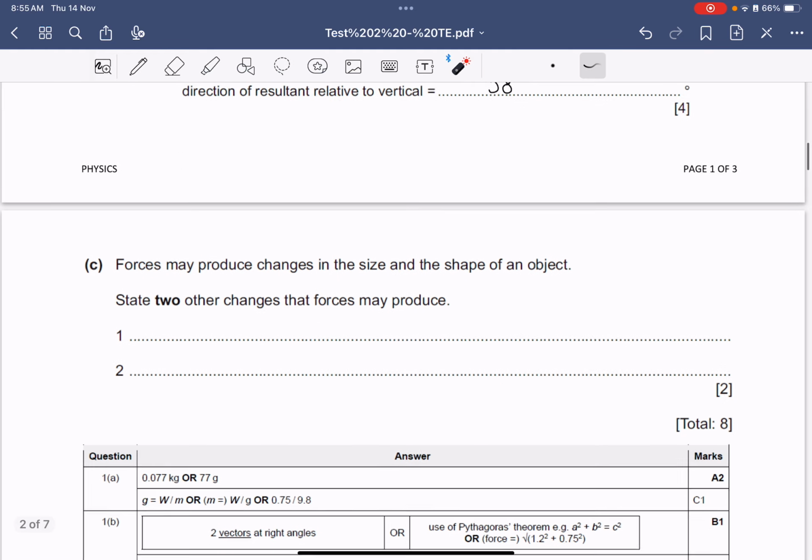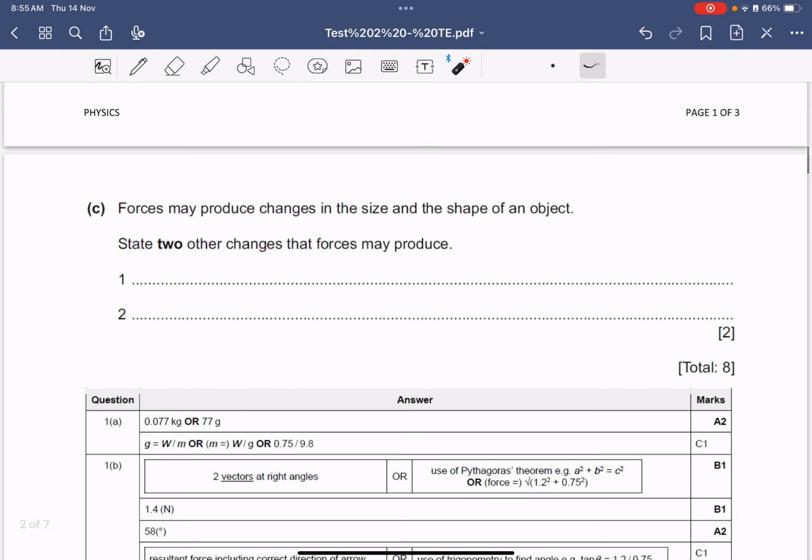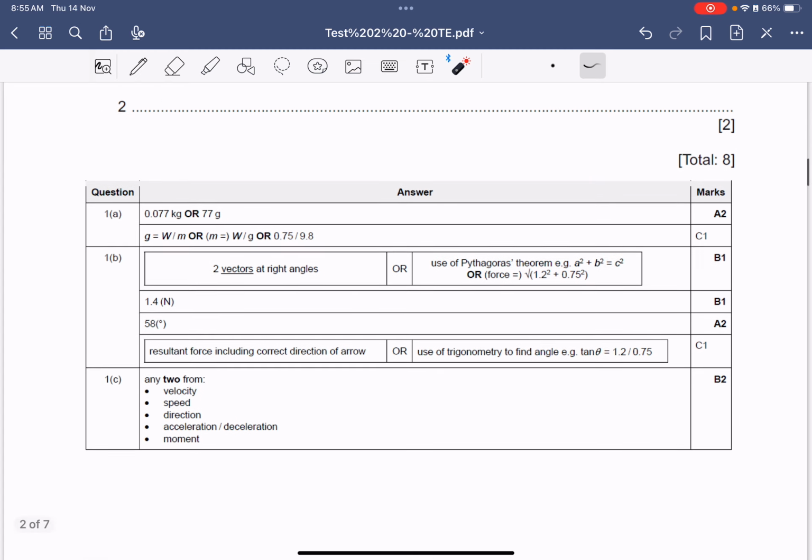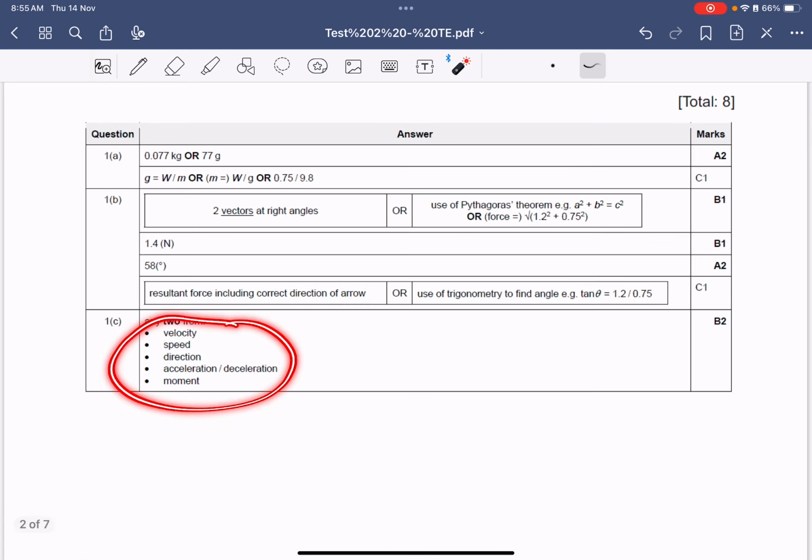Okay, and then what can we do to change the size? Besides, the force can change the size and the shape of the object. Well, what are the two other changes we can do? We can change, well, there are many. Either two of them. So velocity, speed, direction, acceleration, deceleration, they are all allowed.